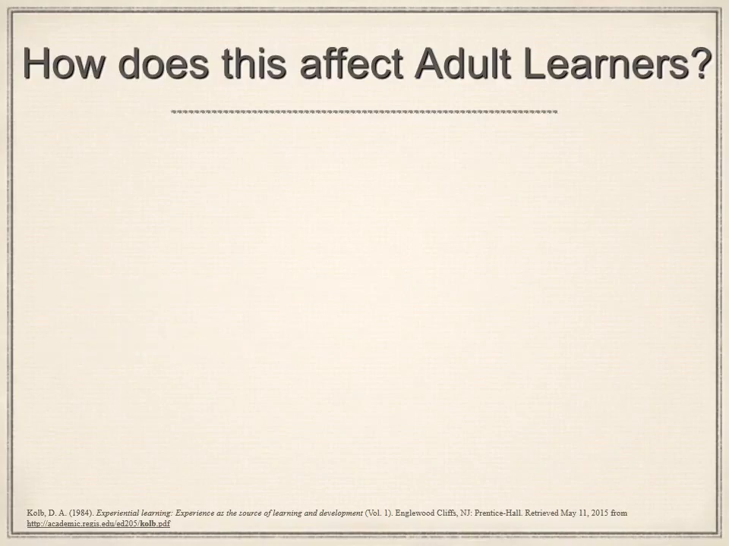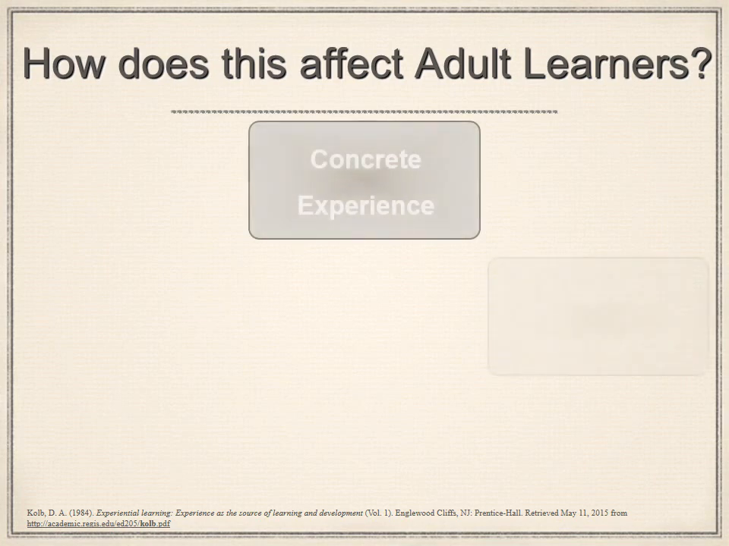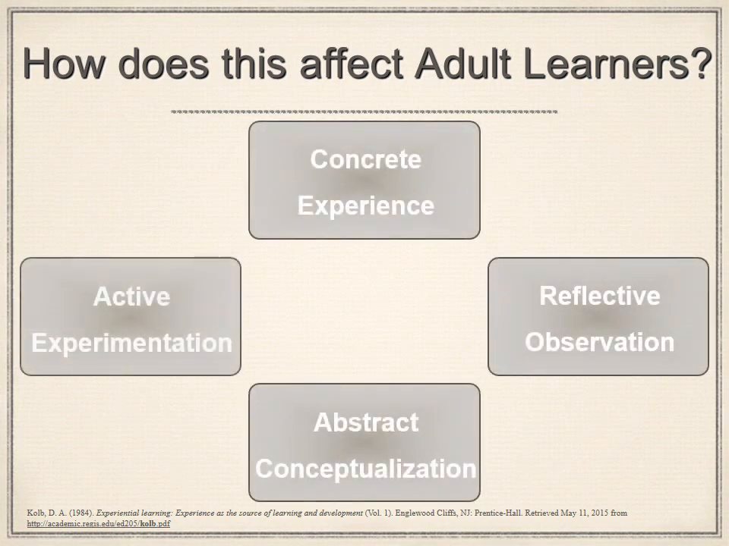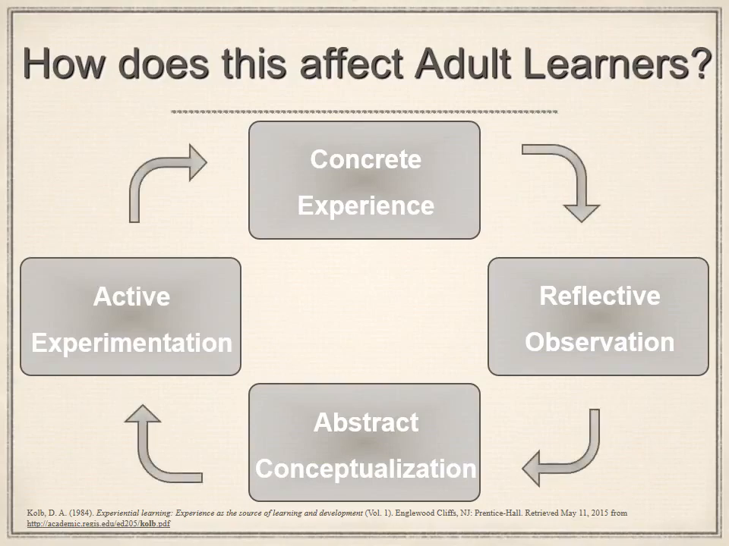Look again at the 4 different stages: concrete experience, reflective observation, abstract conceptualization, and active experimentation. Depending on where you start to learn something will influence what kind of learner you are. Let's talk about the learning styles Kolb developed.